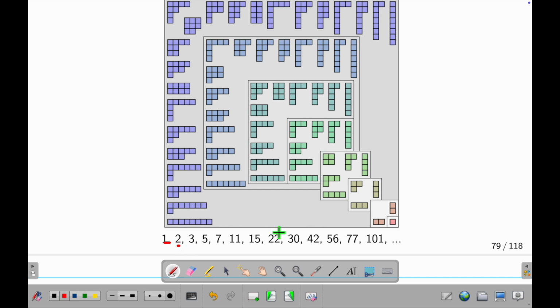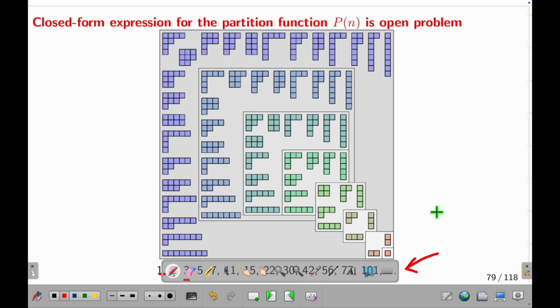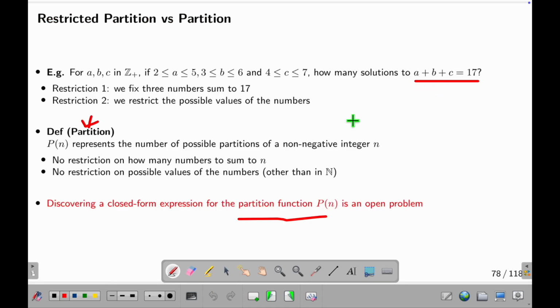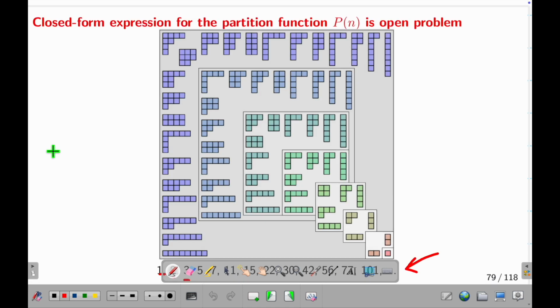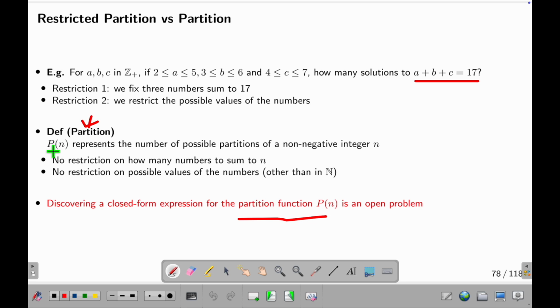How many ways can you split 3 things? You can have 2 plus 1, 1, 1, 1, and 3. So 3. How many ways can you split 4? You have 5, and then 7, and 11, 15, 22, 30. Okay, what is the formula for this? Nobody knows what P(5000) looks like. That's why we don't usually talk about partition P(n). We talk about partition under some restriction, because this problem is very difficult. Just split some number, and we don't know how to count them. This is not in the exam, I just let you know.